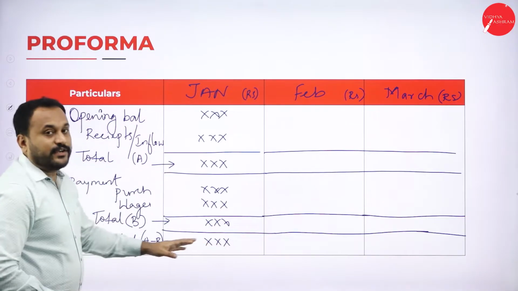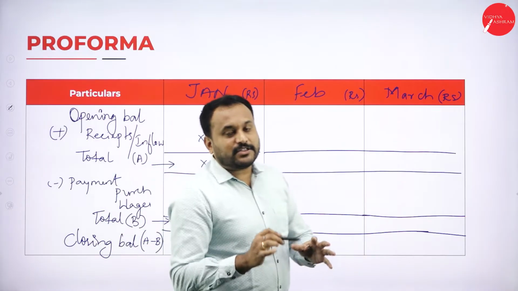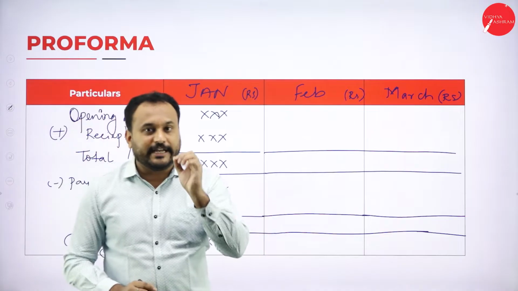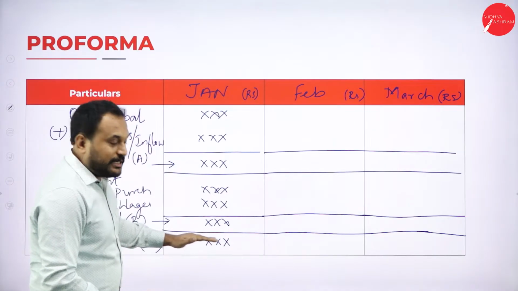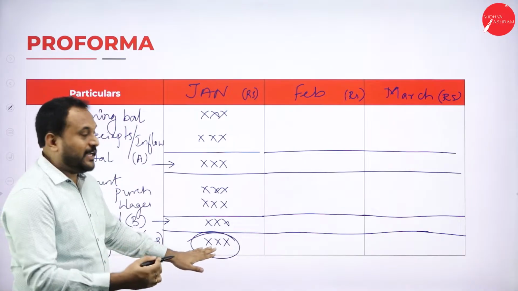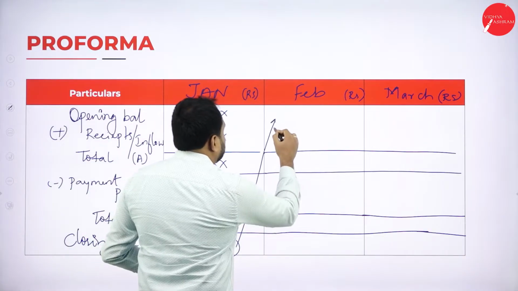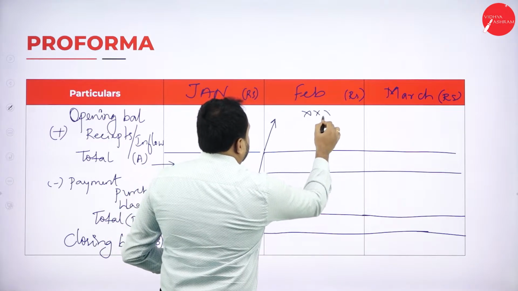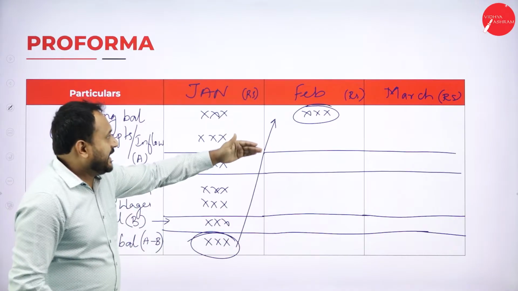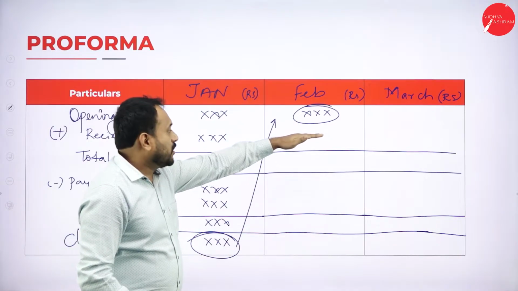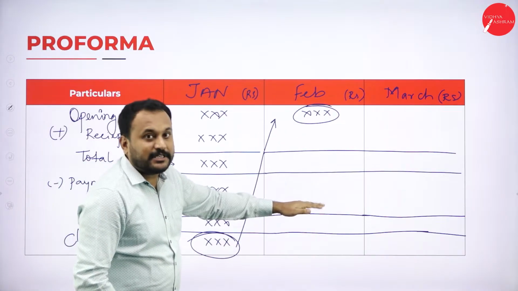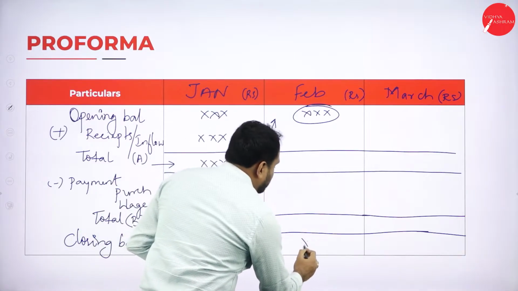Now understand the trick here, students. The closing balance of January will become the opening balance of February. So this is the hint which I'll be giving you here. Whatever is the closing balance of January will be the opening balance of February. This is what you are supposed to understand, right? Later again here, in the month of February, what all were the receipts? In the month of February, what all are the payments? Again, I'll do it. I'll write the closing balance here.